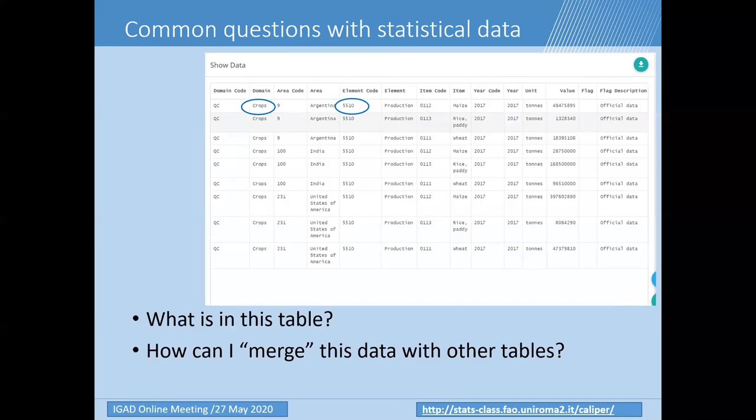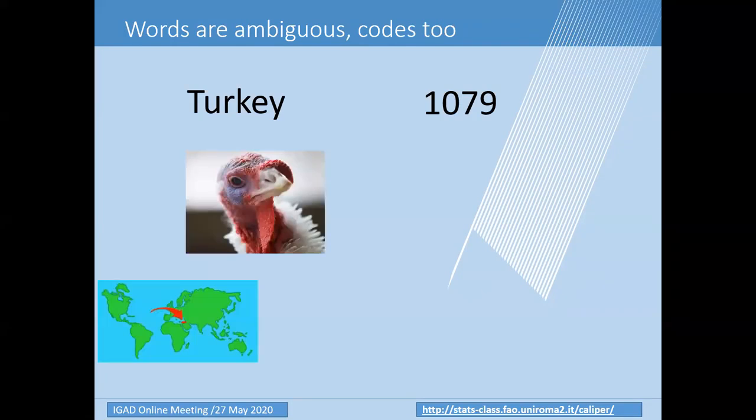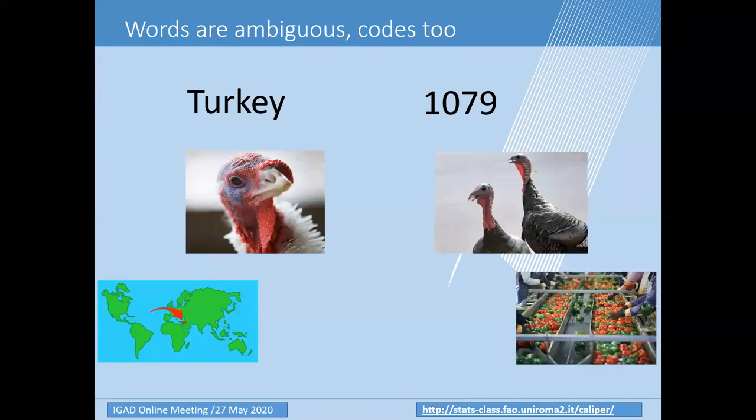We should start with the realization that, just like words, codes are ambiguous. Turkey, we know, can be a bird or a country. And also a number like 1079 happens to be a code within some statistical classification for Turkeys in CPC and manufacturing in another classification.